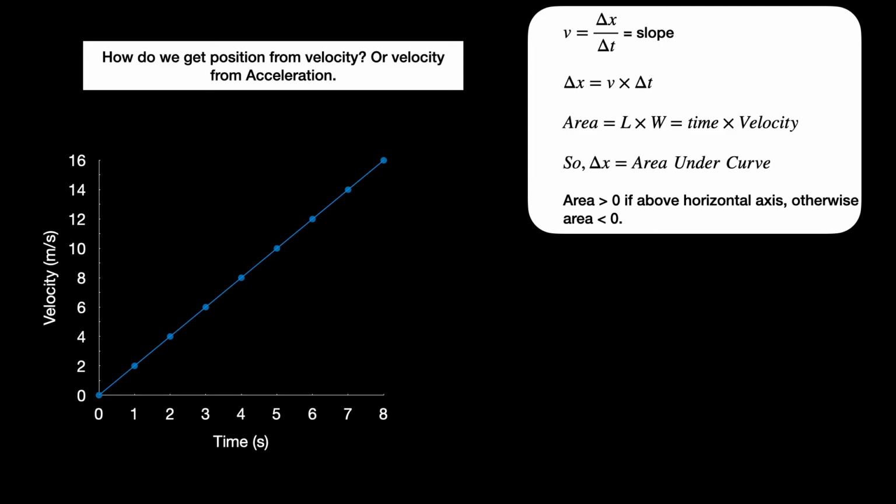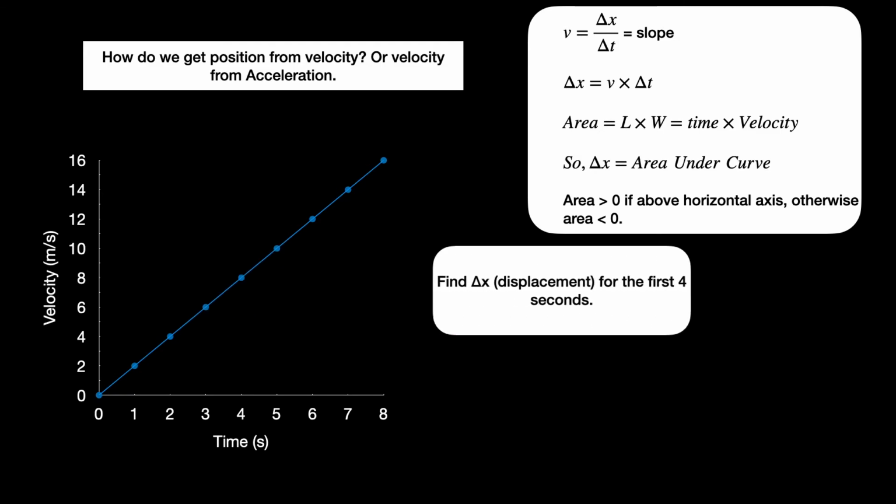So what we can do to get displacement from this graph is we can take what's called the area under the curve, figure out what the area under the curve is. And anytime you're calculating an area that is above the horizontal axis, so here the line is always above the horizontal axis, you're going to calculate a positive area. If this ever goes below the horizontal, that means that we're moving in the negative direction. You would calculate a negative area in that case.